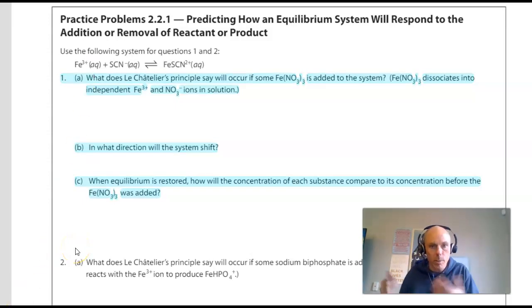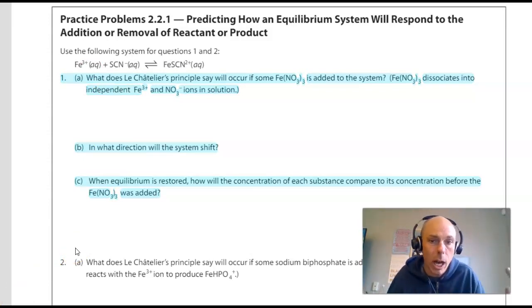All right, A, what does Le Chatelier's principle say will occur if some iron nitrate is added to the system? We're essentially adding iron ions because the iron nitrate dissociates. Well, the system will shift in such a way to reduce the stress of adding a reactant. The system will shift in such a way to remove some of the added reactant. That means it'll shift to the right.